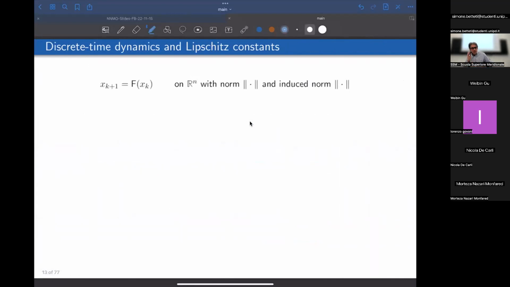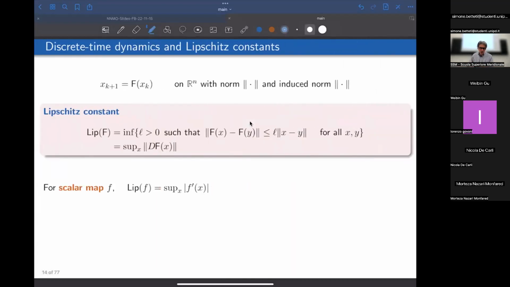All right, so let's talk about discrete time dynamics and Lipschitz constants. So I have a discrete time dynamical system, capital F, described by the map f, and it's on R^n, so standard Euclidean space, nothing fancy. I have the norm on the space and the induced norm on the space of matrices, and I use the same symbol for both. Some authors use different symbols. Now, what do we know about this setup?